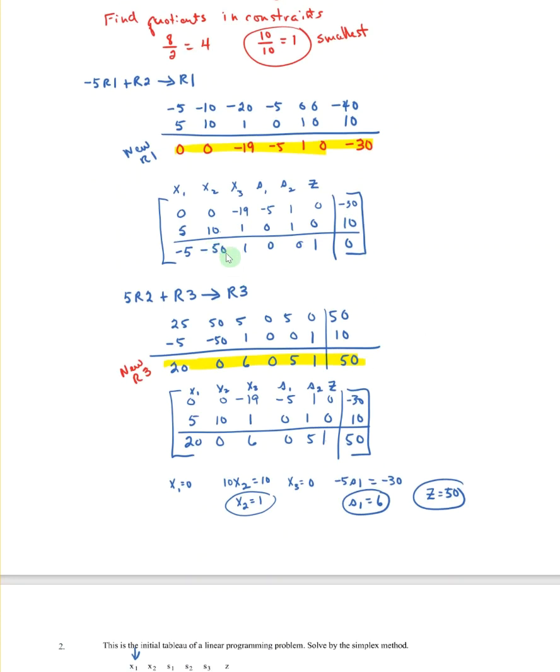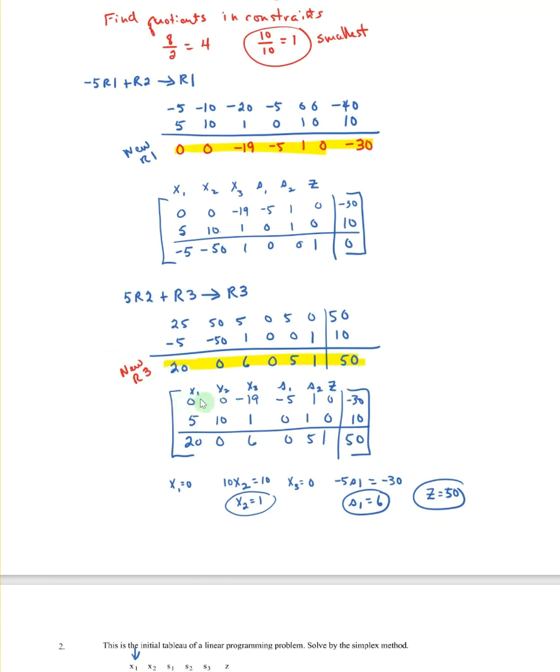Now my goal is to make this negative 50 a 0 as well. And it's already negative and I've got a positive here. So if I multiply this by 5, 5 times 10 is 50, I'm going to add those and get a 0. So 5 times row 2, plus row 3 gives me a new row 3. So I write that down, where I multiplied by 5. I added that row here. Then I put row 3 here. Now when I add, I get a new row 3. So this yellow is my new row 3.